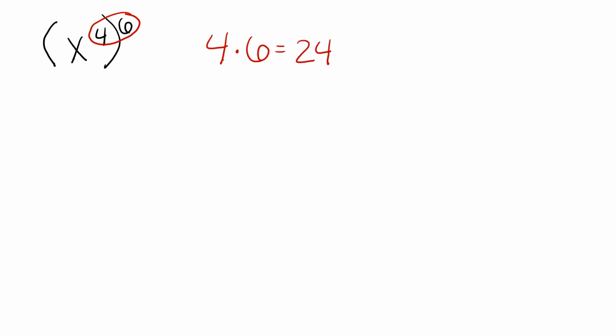For our third problem, we're going to do x to the 4th raised to the 6th power. Again, those exponents side by side, our key is to multiply. We multiply the 4 times the 6, which gives us 24. Our base number x stays the same, and our new exponent is 24.